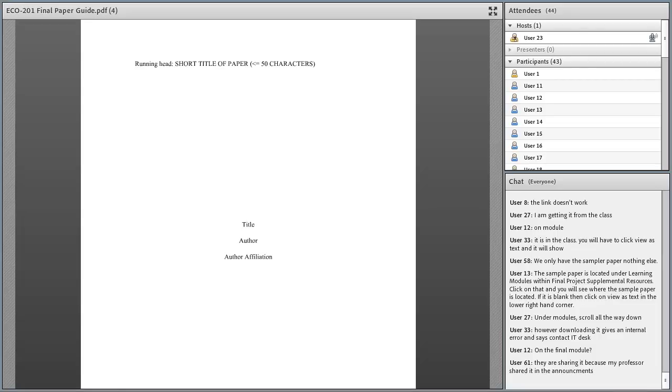Well, no, if you go in the learning modules and on the side you see module 1, module 2, module 3, at the end it says final paper supplemental resources, and you should be able to go in there and gather all the information you need. Now the IT desk, that's something that can be addressed. Yes, you can ask your professor to share it in the announcement if you are not able to access it.